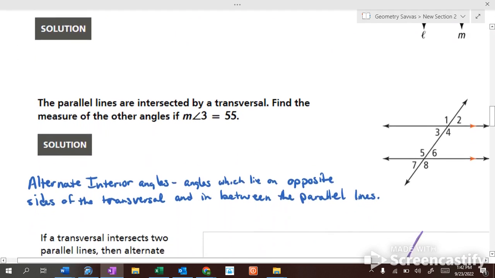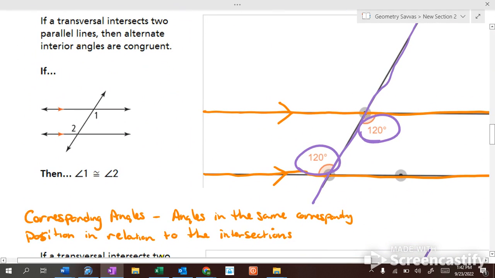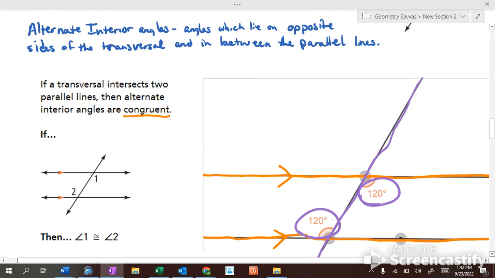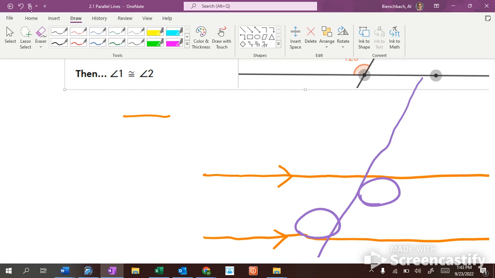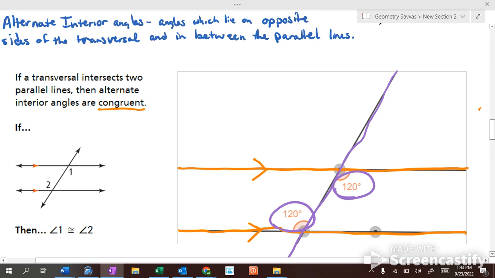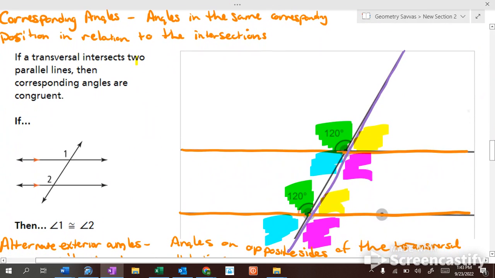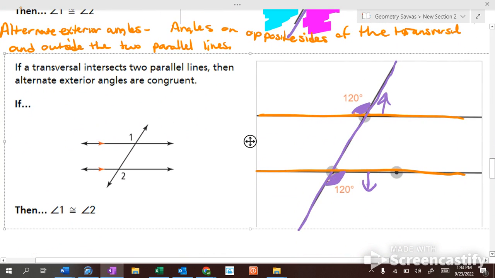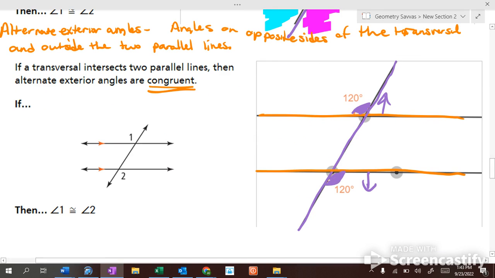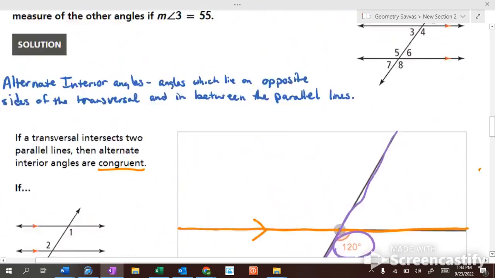The other angles that we talked about are going to be congruent. So when we have alternate interior angles, they're going to be the same size. They're going to be congruent. Corresponding angles are going to be congruent. They're going to be the same size as each other. And alternate exterior angles are going to be congruent. So the first three that I talked about are all congruent. The same side interior angles are going to be supplementary.